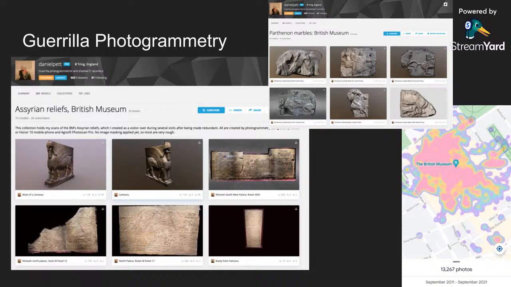And on the right of this slide, I've got a heat map of photographs I've taken in the British Museum, which shows you where I've been. I've been in quite a lot of areas of that place. And I've produced lots of 3D models of objects that are on public display. So I've scanned the Parthenon marbles, and I've scanned all the Assyrian reliefs. Now, all these models are out in the public domain for people to use as 3D data.